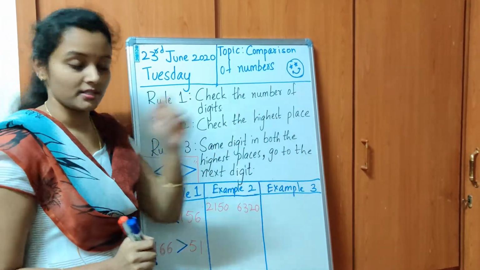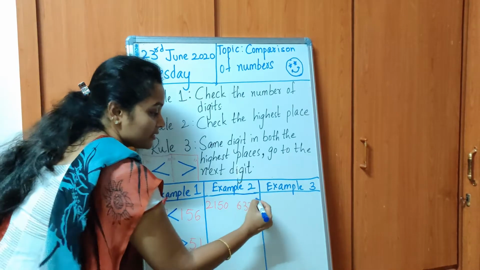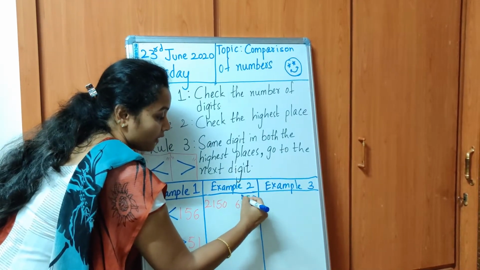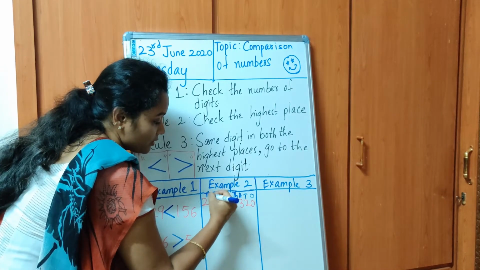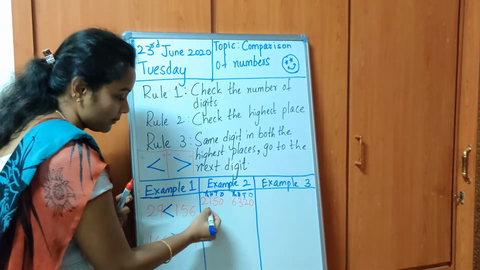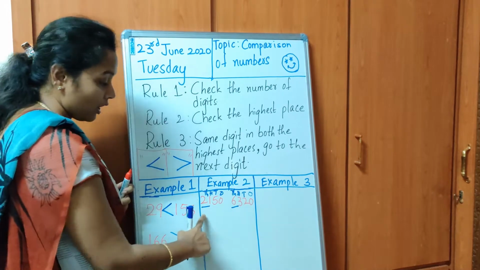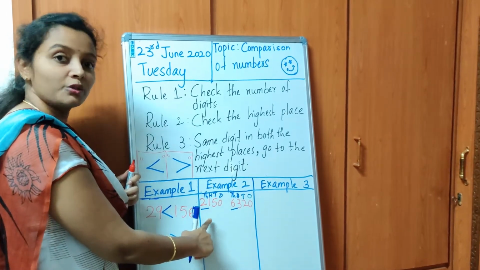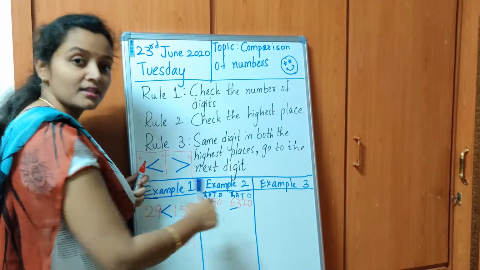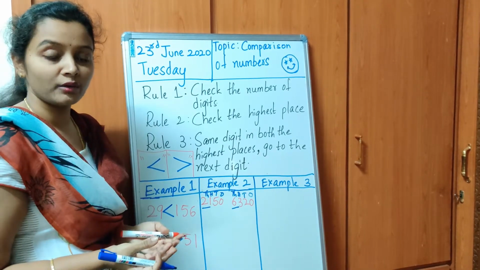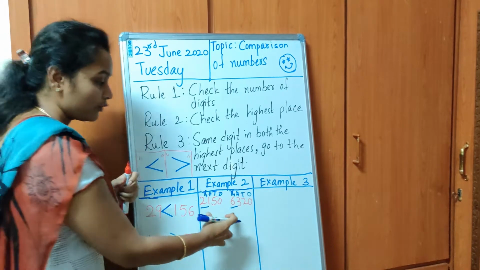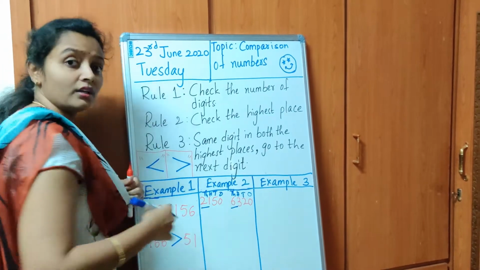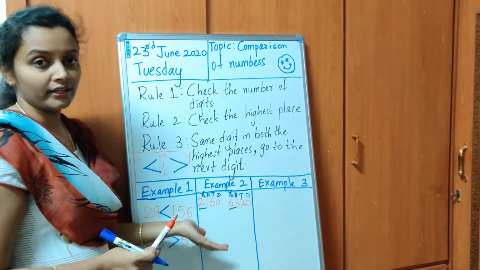Check the highest place. Here it is ones, tens, hundreds, thousands. So which is the highest place? Thousands. So how many thousands are here? 2 thousands. And here 6 thousands. So which is the bigger one? 6320. So if you just check the highest place, you will know which is the greater number.